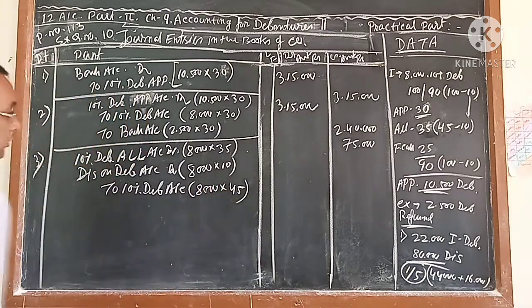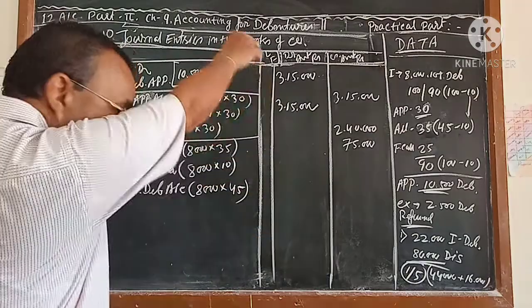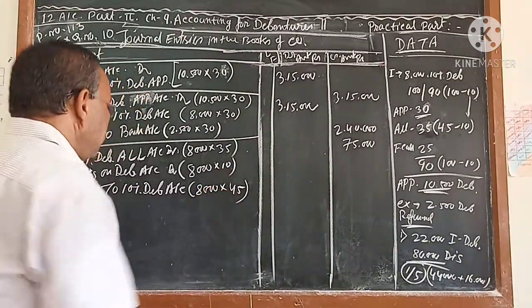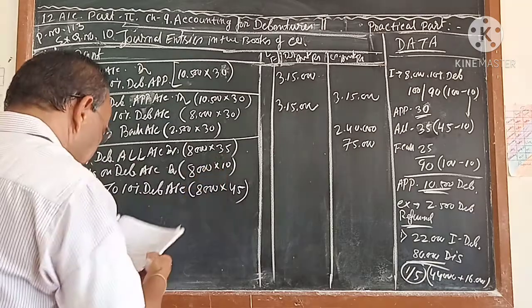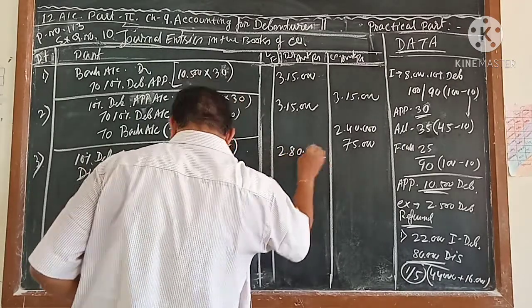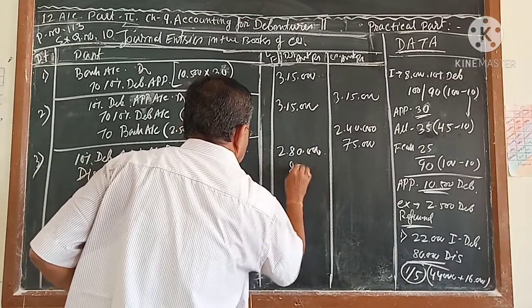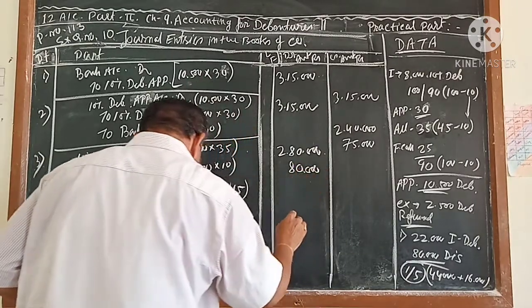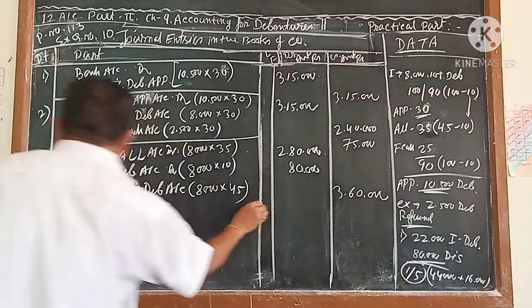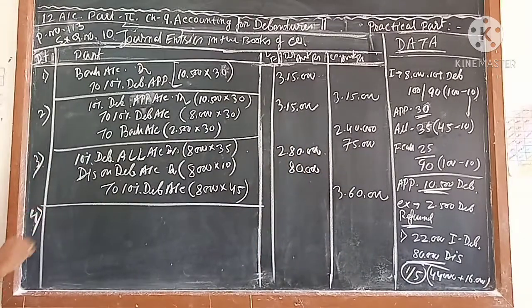Keep in mind, this is 45. Because the allotment price was 45, but you are giving a discount of 10 rupees, so you are collecting 35 rupees. This is coming 2,80,000, this is coming 80,000, and this is coming 3,60,000. That I am writing so you can understand the multiplications you will do.